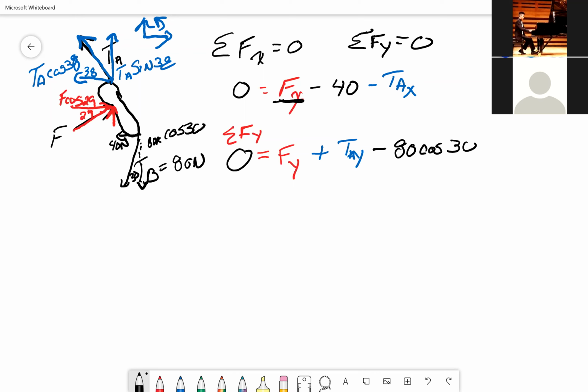And so you've got two unknowns, F and TA, and two equations: your forces in the X direction, and your forces in the Y direction. And this Fy is not the same as this Fy, by the way. This is all of the forces in the Y direction. This is specifically the component of this force F in the Y direction.